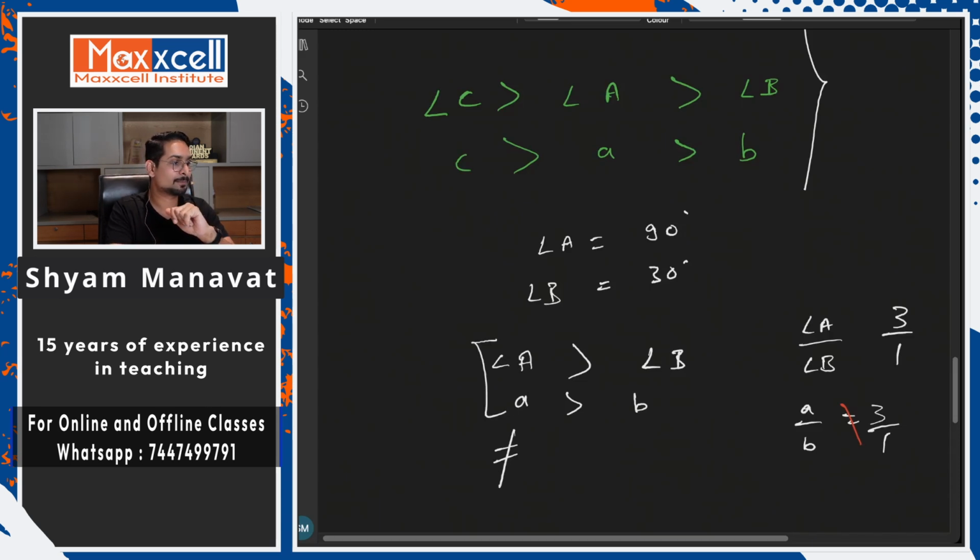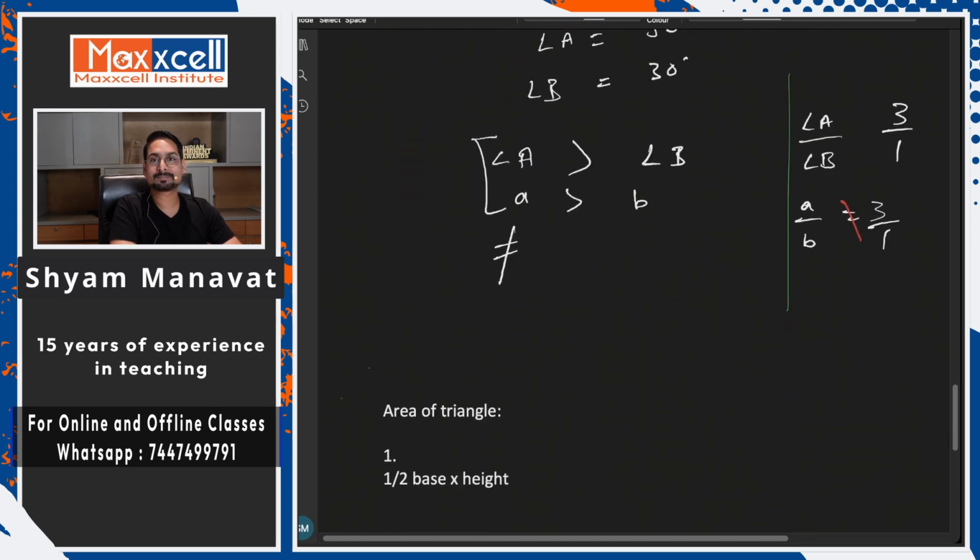So please don't assume this. Just keep only up to: the side opposite to the greater angle is greater. Keep it simple. The side opposite to the smaller angle is smaller. Keep this in mind. Let's see the next property.